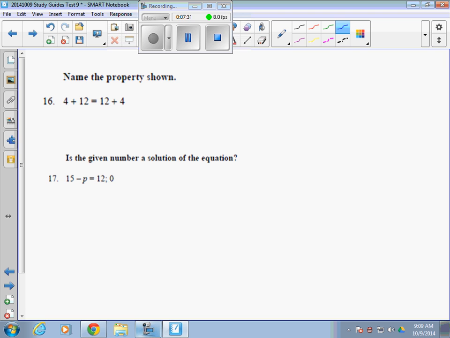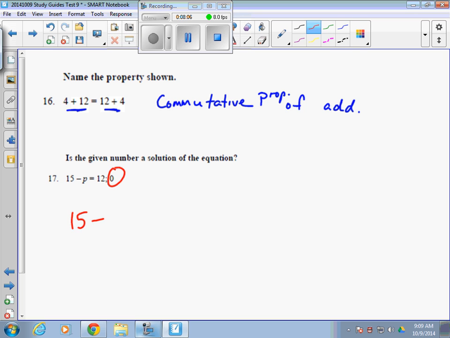Name the property shown. It's addition, so it's going to be of addition for sure. Notice nothing changes. 4 plus X, plus 12 becomes 12 plus 4. The only thing that changes is their position. They move from one part to the other part, or they commute. Therefore, that is the commutative property of addition. Is the given number a solution of the equation? So you're checking to see if when you plug in 0, you get a true statement. 15 minus 0 is 12. No, not a solution. 15 minus 0 would be 15.